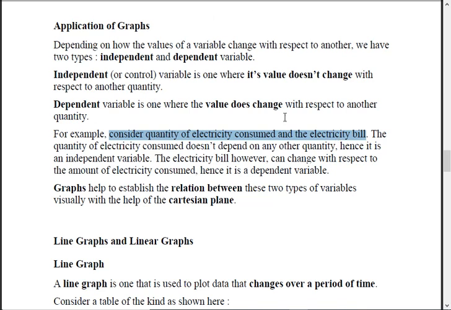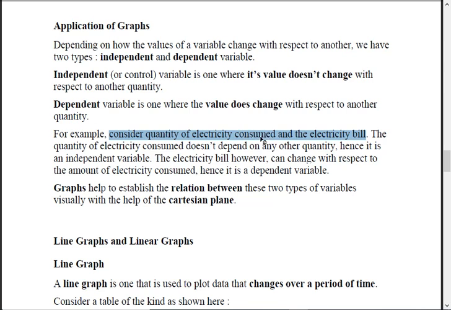But which is dependent and which is independent? Is electricity consumed dependent on the electricity bill, or is the electricity bill dependent on electricity consumed? If you consume more electricity, the electricity bill will be more. So which is the independent variable? Electricity consumed is independent and the electricity bill is dependent, right?